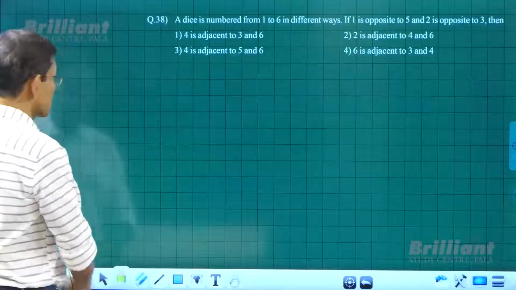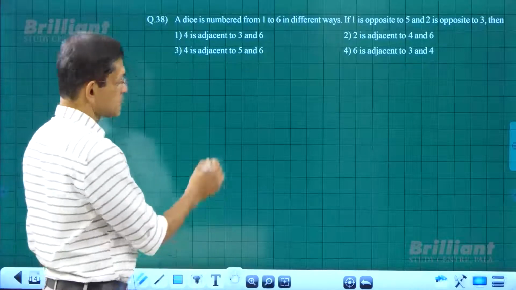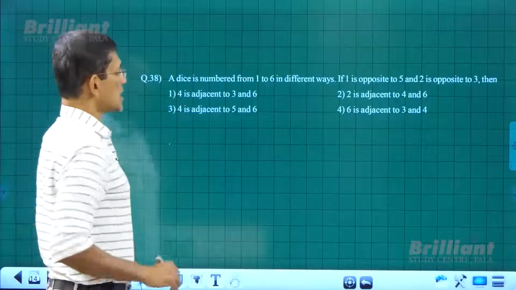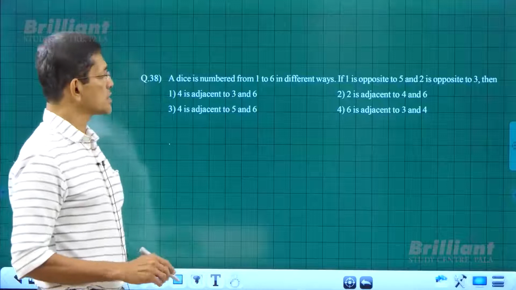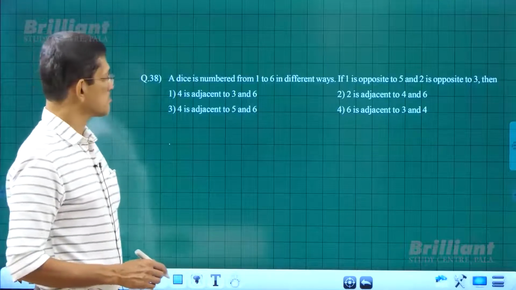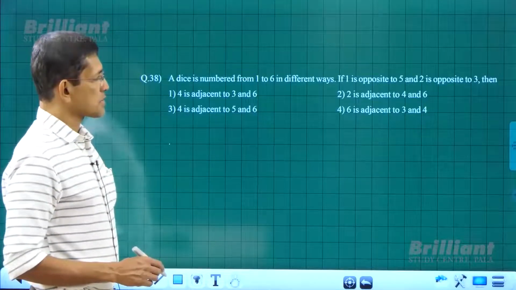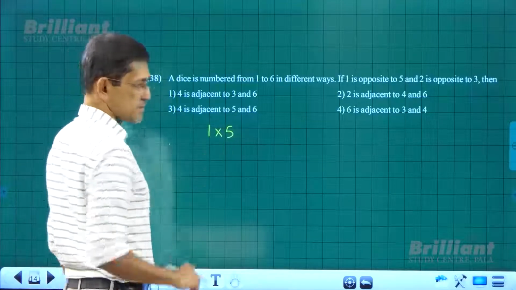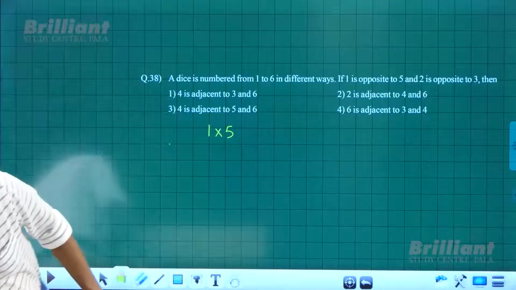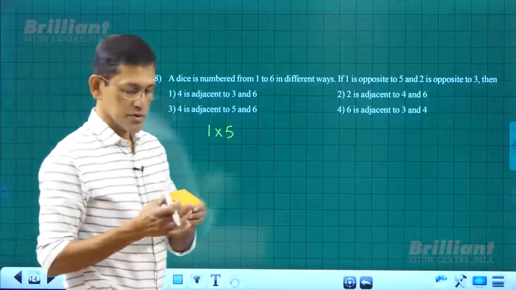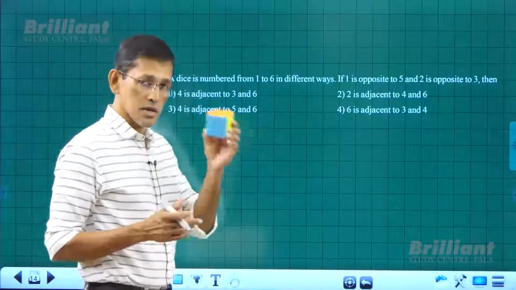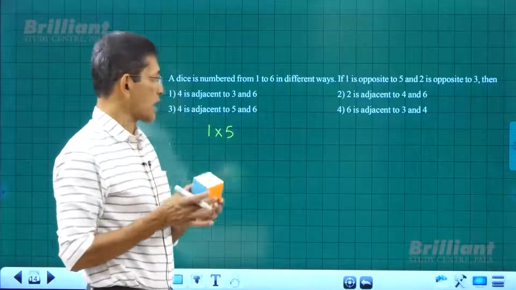Let's try the next one. Number 38. A dice is numbered from 1 to 6 in different ways. If 1 is opposite to 5, so 1 must be opposite to 5. So probably you know what is a dice. So that's the shape of a dice. It's a Rubik cube, but it's a dice as well, right?